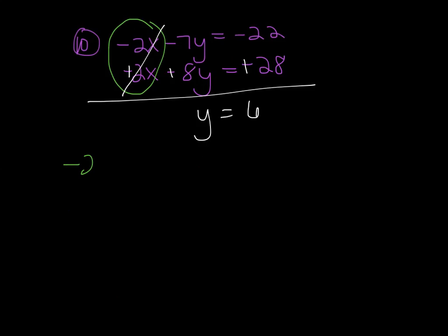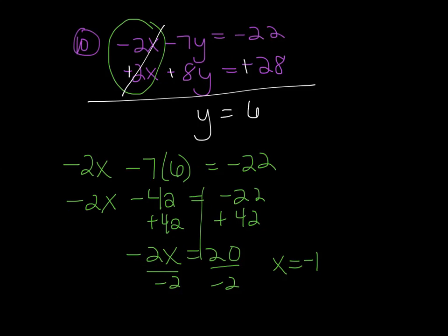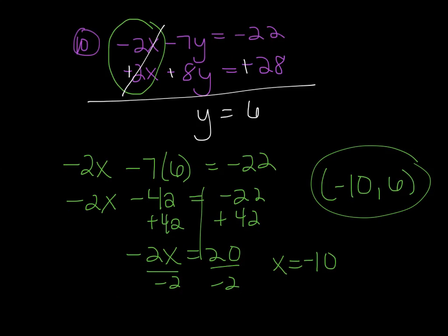Now I'm going to plug in y equals 6 everywhere I see a y in that top equation. Multiply the 7 and 6, I get negative 42. Add 42 to both sides. And divide by negative 2. So x equals negative 10. So my solution is negative 10, comma 6.